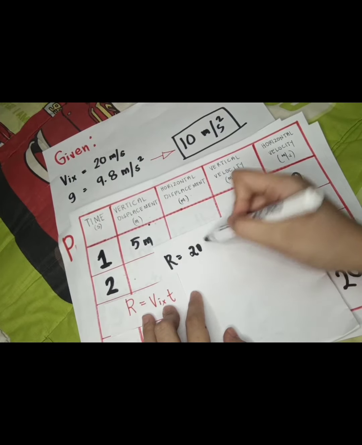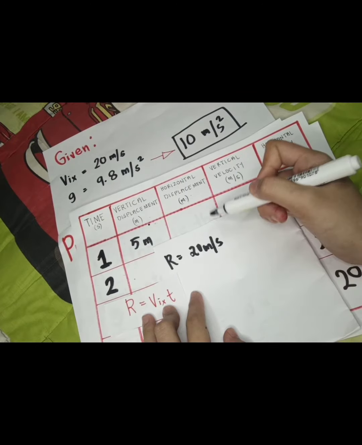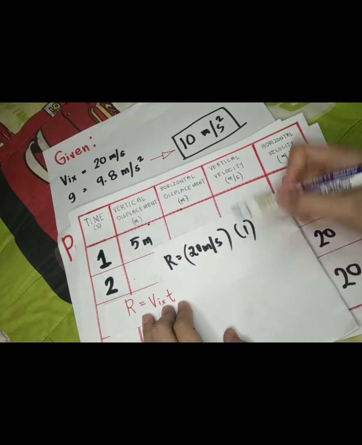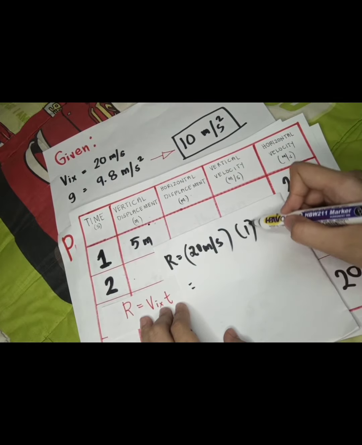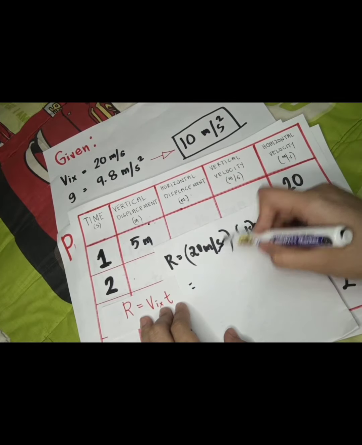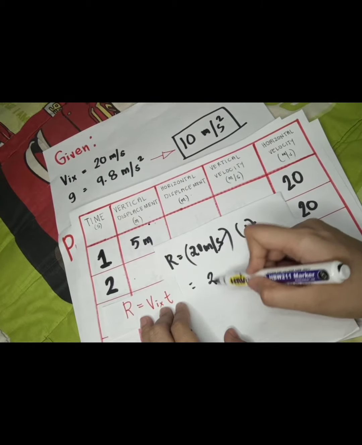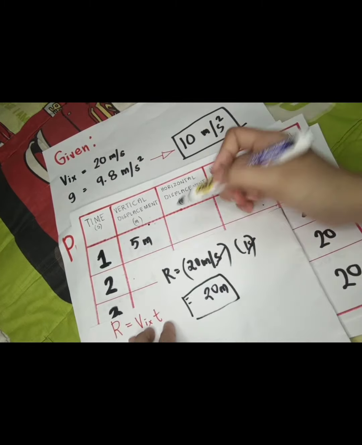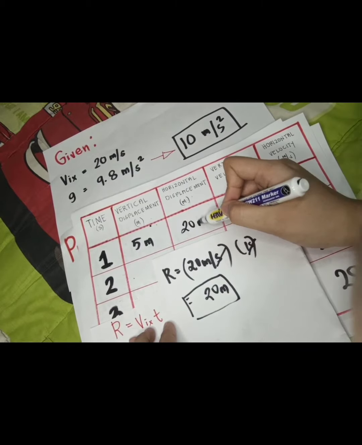We have 20 meters per second. Ay, wala palang squared, sorry. And then yung time natin na 1. So, that's it. Cancel lang natin yung second, and ang matitira, 20 meters. So, that will be our final answer. So, ito siya.